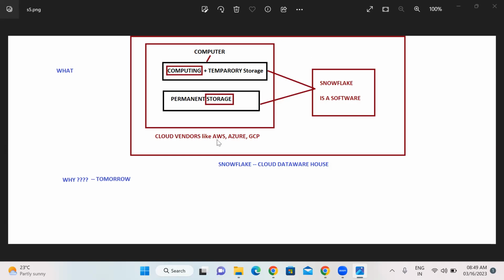For example, if we talk about AWS only, AWS will provide permanent storage and computing. That computing and permanent storage together with Snowflake, we call it a cloud data warehouse. Please see the diagram. Entirely we call it a Snowflake cloud data warehouse. Got my point or not?